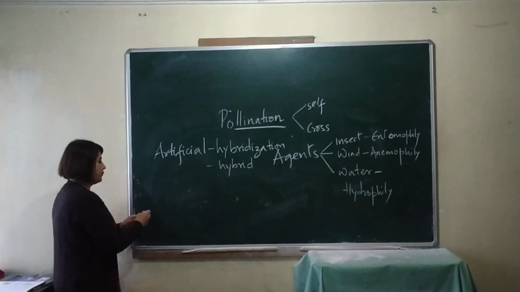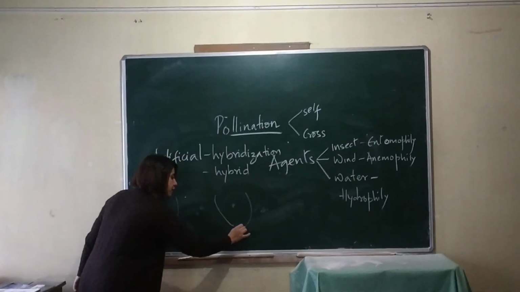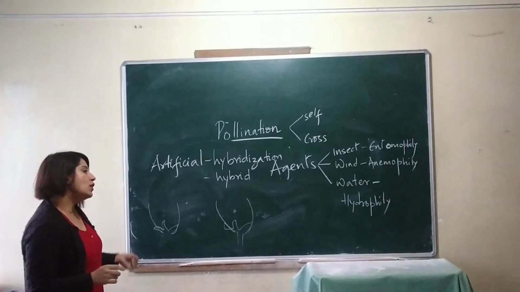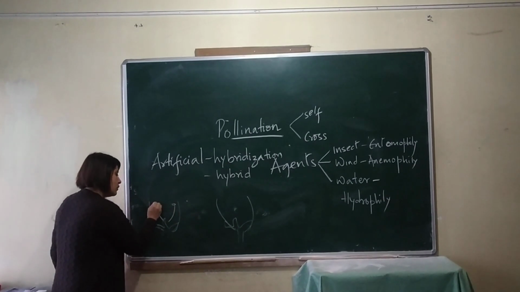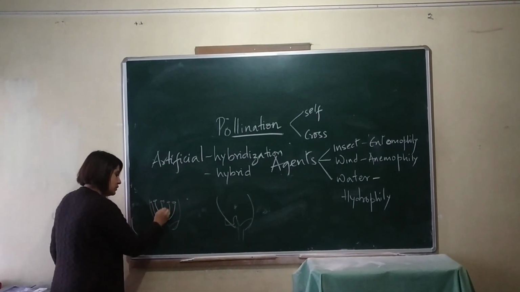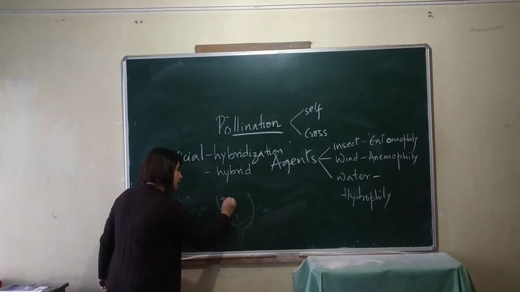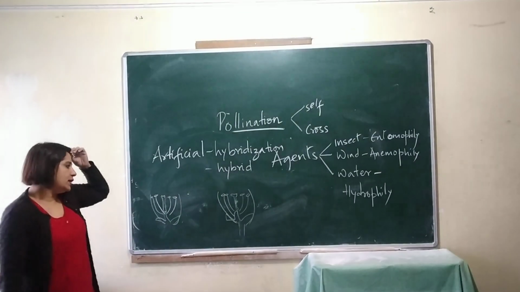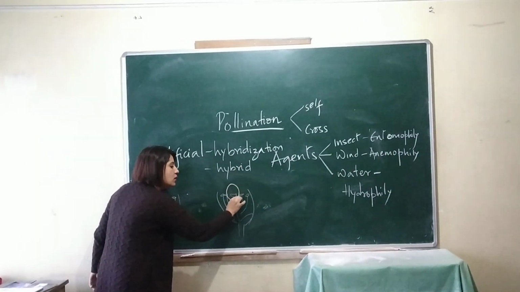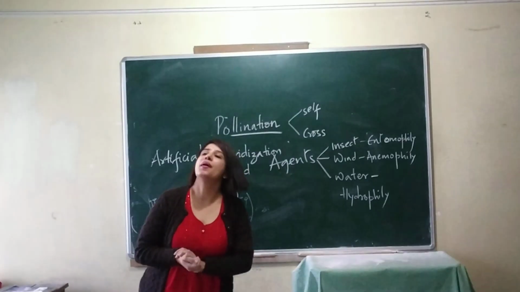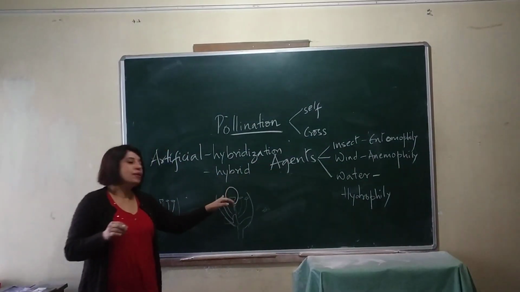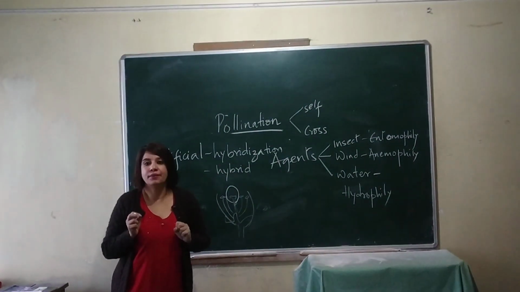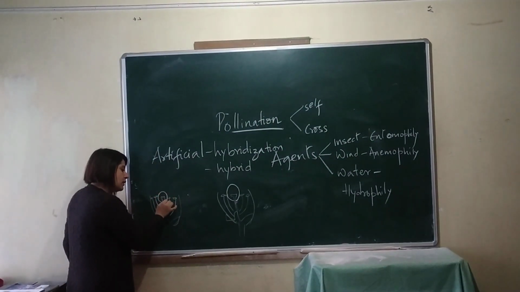So suppose this is a flower, and this is another flower. Now I want to mix the characteristics of these two plants. So now what I do is, suppose this is the anther and stigma. Now, first, in one flower, the stigma is covered by a polythene bag so that no agents help in pollination here. That means the natural method of pollination does not take place. So the stigma is covered. And then here also it is covered.